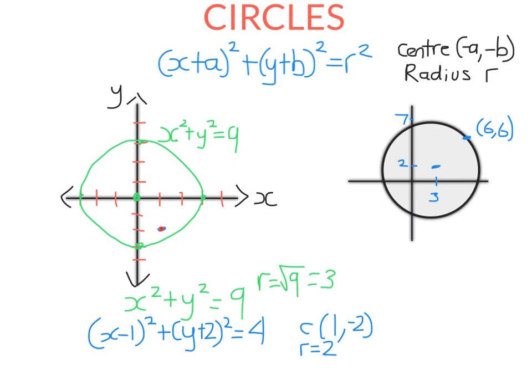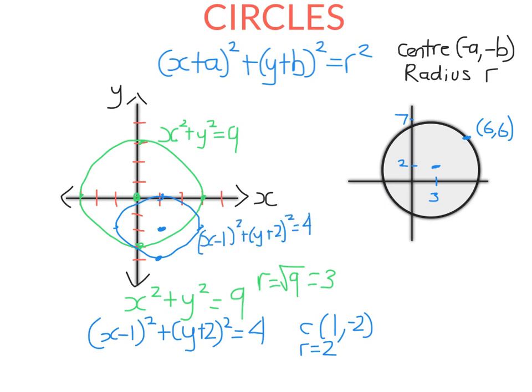So we mark the center, and this time, because the radius is 2, we're going to go 2 in all directions. So we're going to go 2 to the right, 2 to the left, 2 up, and 2 down like that. And so it'll look like this circle in blue. Once again, I apologize, I know it's not the best circle, but that is the graph of (x minus 1) squared plus (y plus 2) squared equals 4.